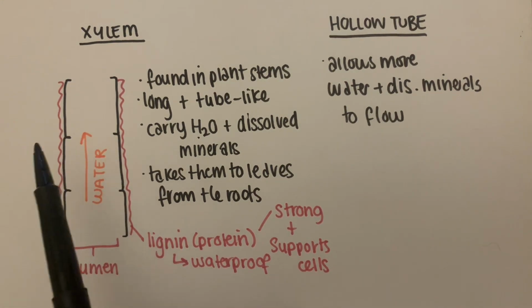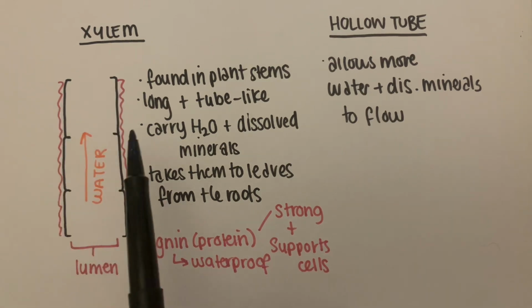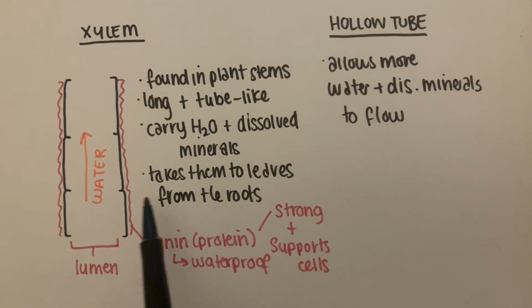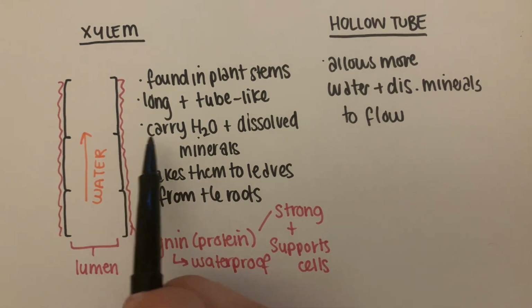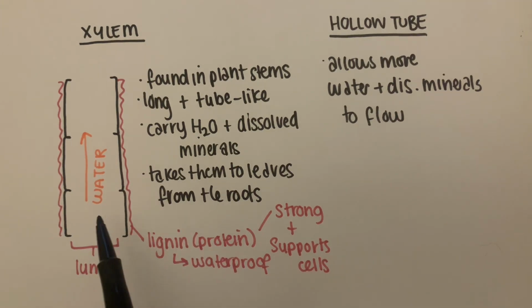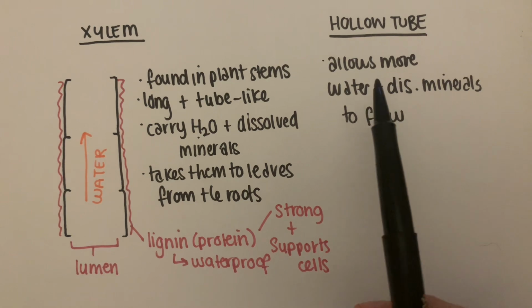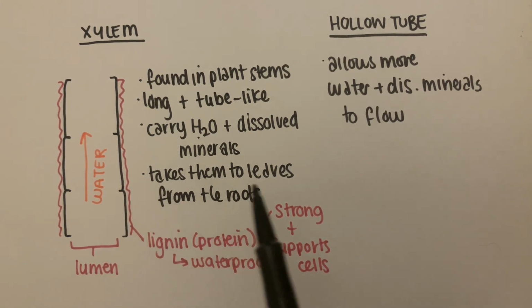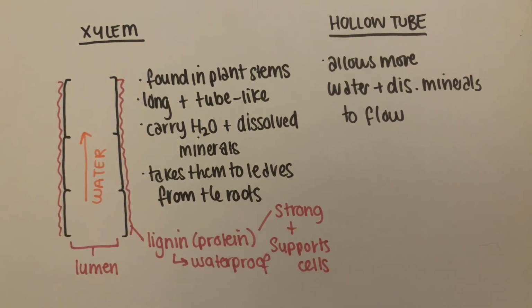Obviously, we've got to remember that xylem cells are specialised and they form xylem tissue, and they're lined in lignin, which is a protein which provides strength and support to the cells, which basically stops the stem from collapsing. Lignin is waterproof, which means water cannot enter these cells from the outside. So this actually means the cells die, which creates a large lumen, which allows more water and dissolved minerals to flow, to take them from the roots to the leaves of the plant.